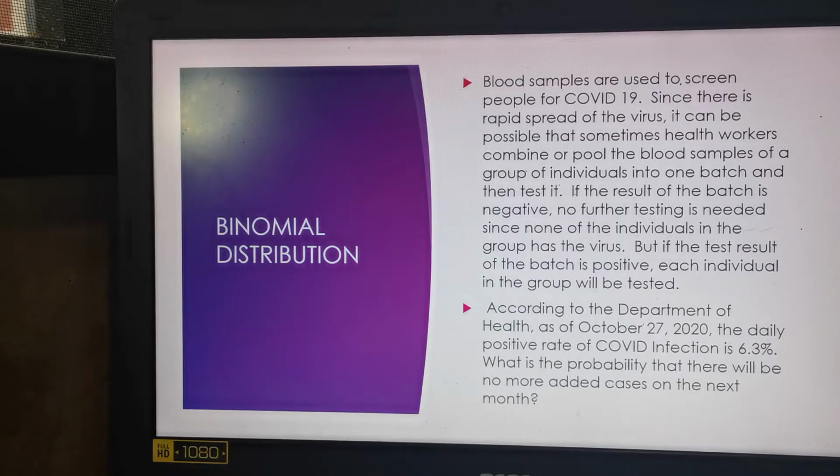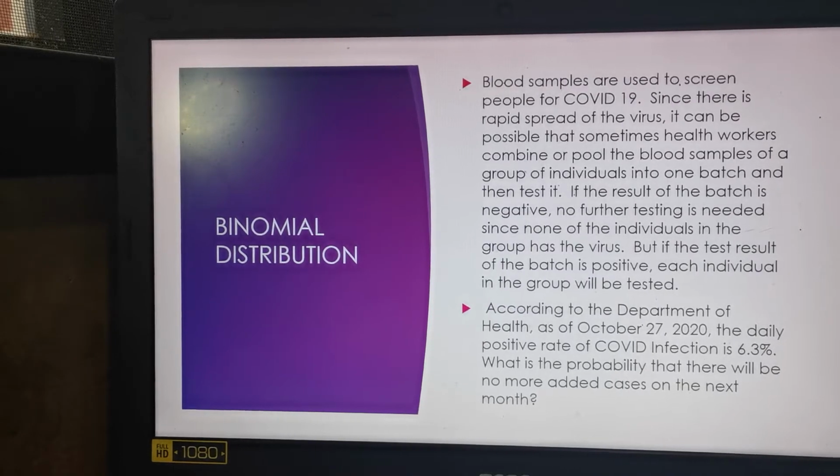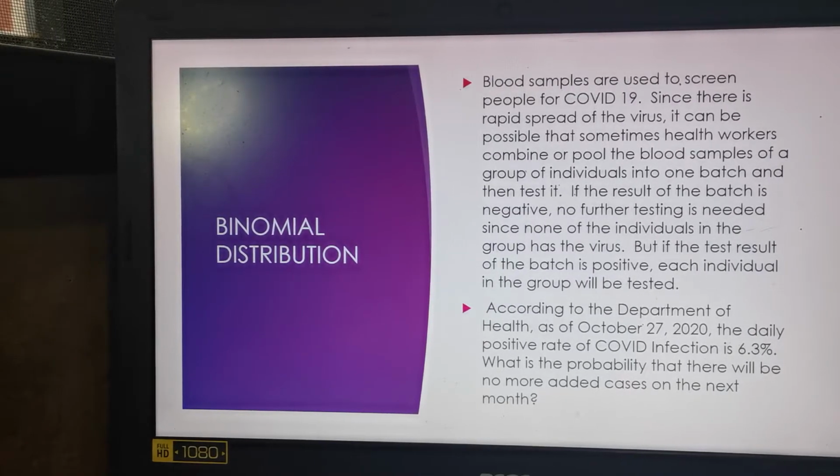Okay? According to the Department of Health, as of October 27, 2020, the daily positive rate of COVID infection is 6.3%. So it is still quite high. It's like around 2,000 people are infected every day in the entire country. What is the probability that there will be no more added cases in the next month? So, we are hoping for this percentage to go down or to flatten to zero.